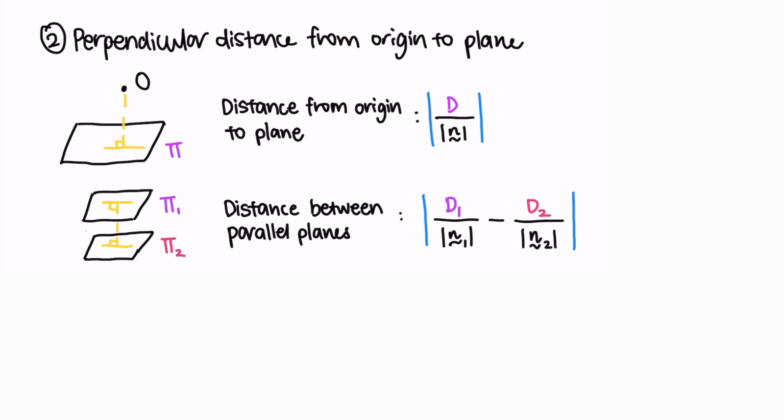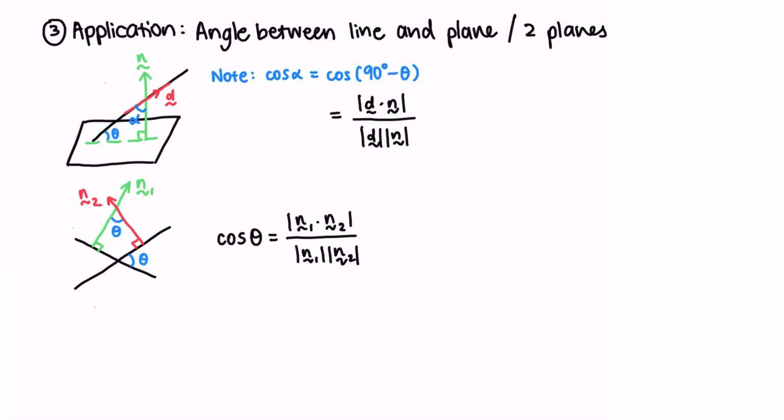Now this actually also leads us to the distance between parallel planes. Let's say I have the equation of plane pi 1 as r dot n1 equals d1 and pi 2 to be r dot n2 equals d2. Then the distance between these two parallel planes is just |d1 over the magnitude of n1 minus d2 over the magnitude of n2|. Again, this modulus sign is just to make sure that the distance is positive. These two formulae are not in your formula booklet, but these are good to remember so that you can solve questions really quickly.